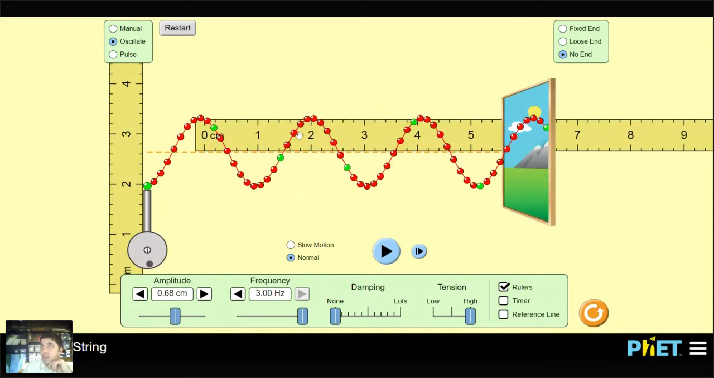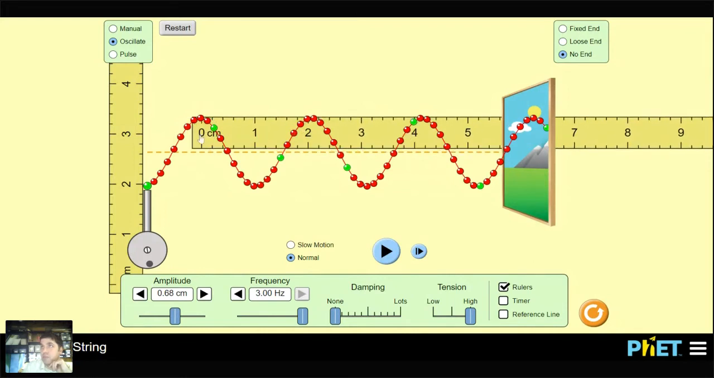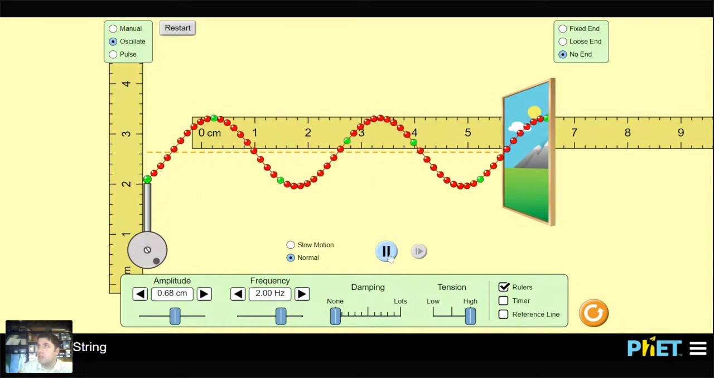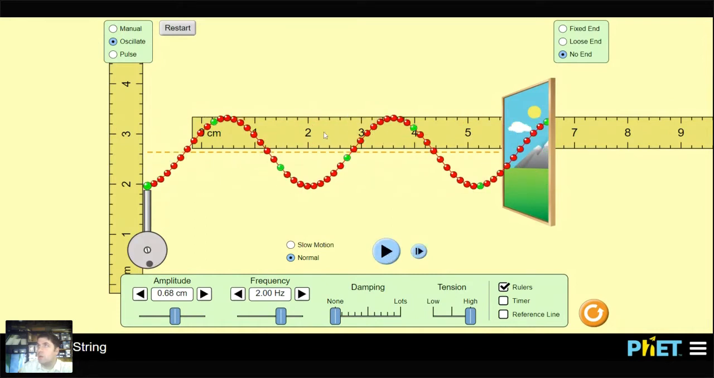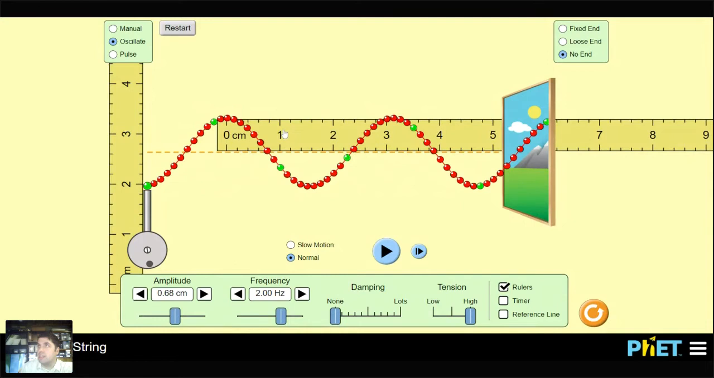Okay, but what's interesting here, and we can actually do the math out with a ruler. This is 3 hertz. My wavelength is approximately 2 centimeters, 0 here to 2 here. So my speed of this wave is about 6 centimeters per second. I'm going to turn the frequency down to 2. And we should see that now my wavelength changed. It is now about 3 centimeters, which means my speed is now 3 times 2, 6 centimeters per second.